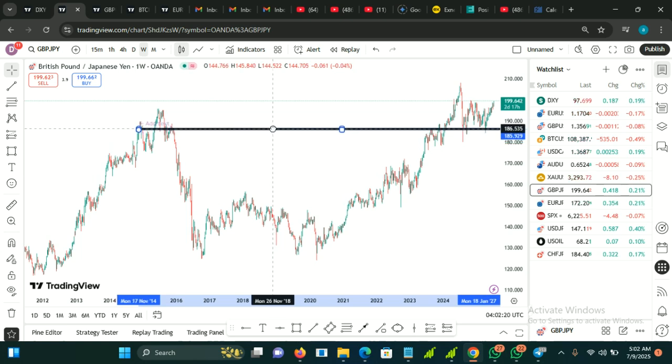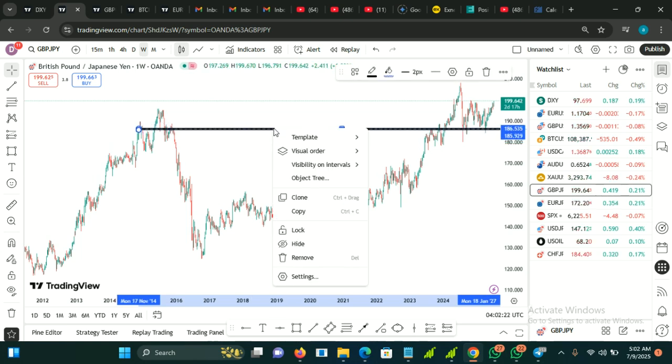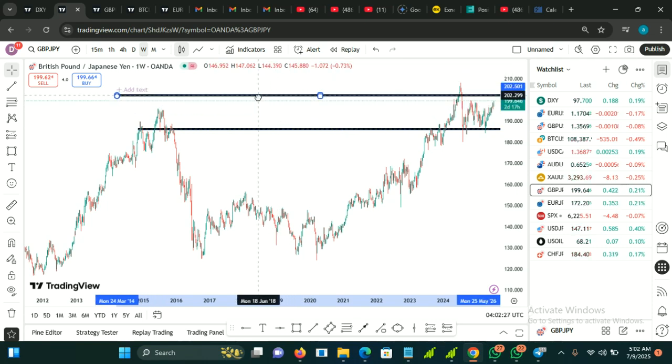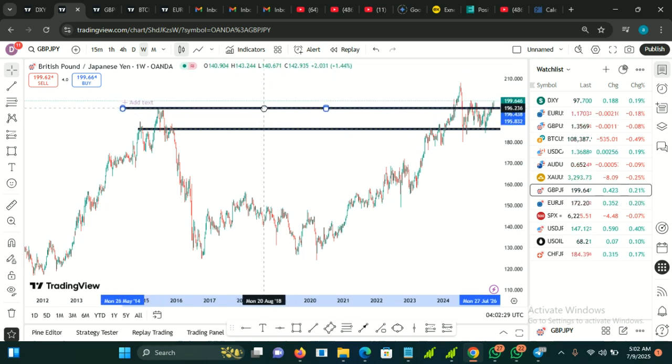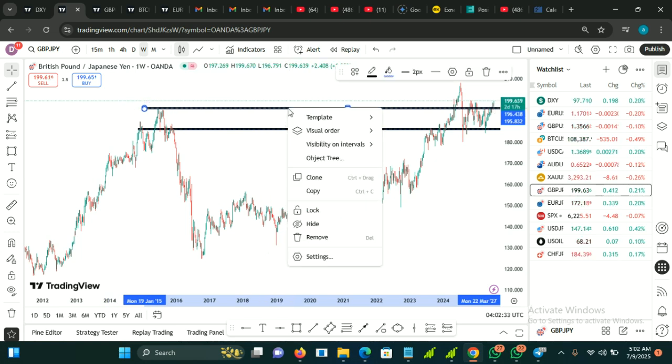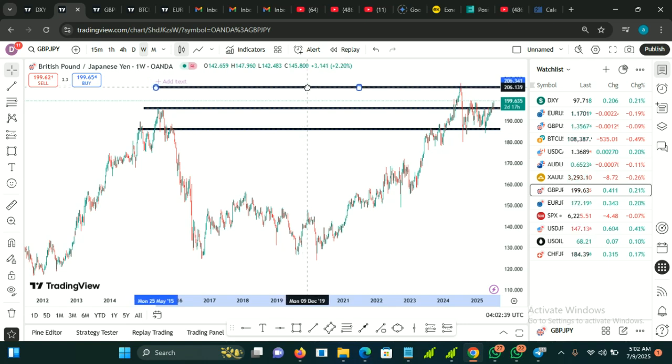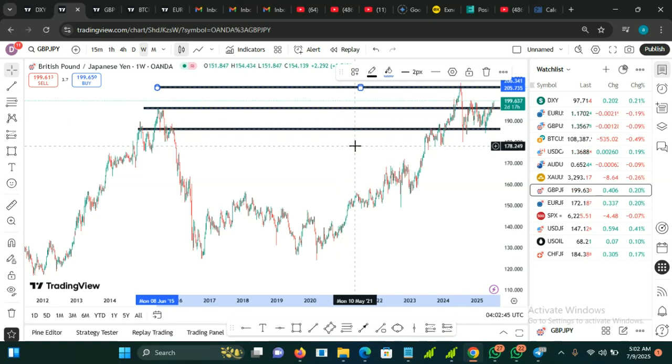Right now, this is a zone, so I'm going to clone this. I'm focusing on the important areas right now. This is the weekly time frame, and also on the weekly, I draw my support and resistance.